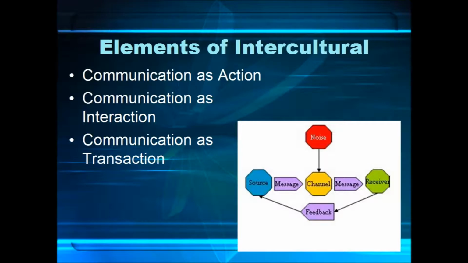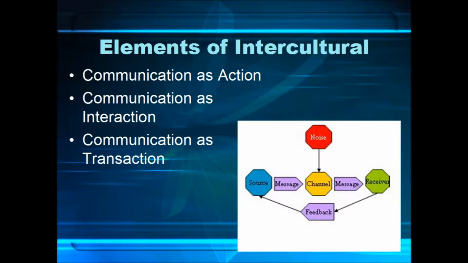Communication as interaction. This is characterized by sender to receiver and has feedback from the receiver. So this is when we start to see this become a cycle of communication. It has all the same elements that communication as action has. It still has a sender, a message, the context, and the receiver, and noise. But then it continues with feedback.